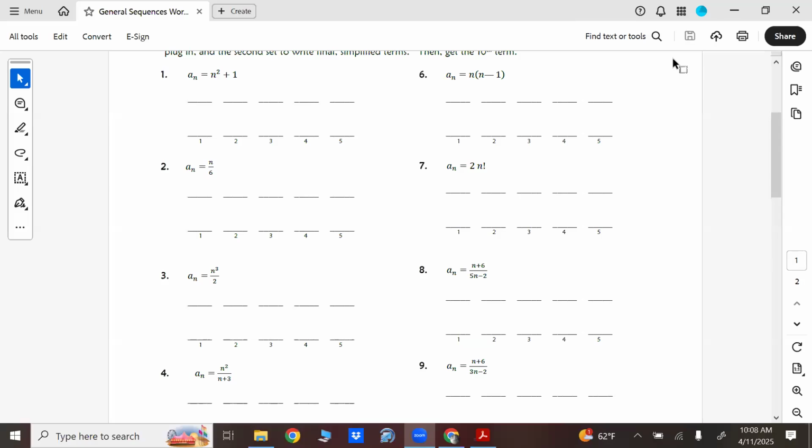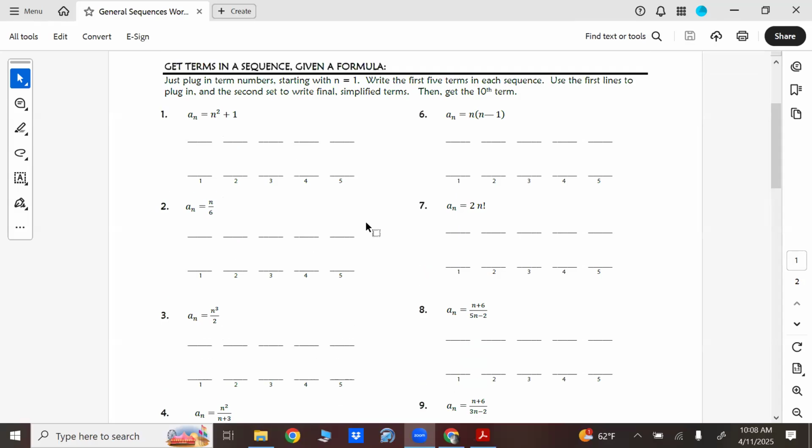Have you guys tried some of these on your own? Okay. So the first page is pretty straightforward. You have a formula and you're plugging in all these numbers for n. N will represent the ranking of the sequence. So when n is 1, that's the first term. N is 2, the second term, and so forth.